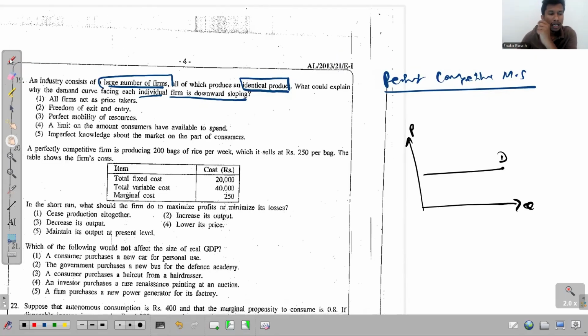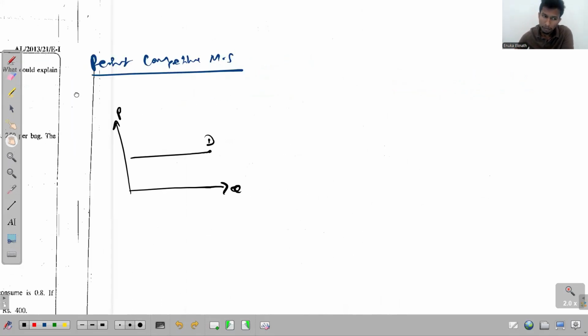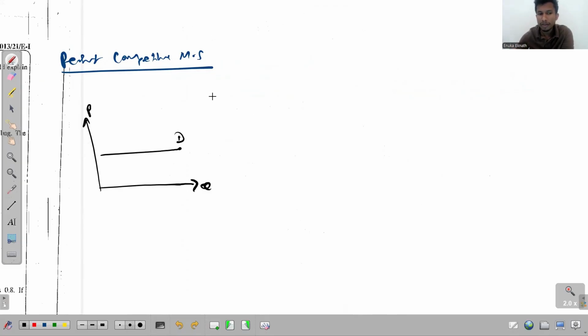But in the second part of this question, they say that the demand curve facing each firm is downward sloping. So this is not what we expected to happen in the perfectly competitive market structure. For some reason, the demand curve is sloping downwards. So it is a typical demand curve.